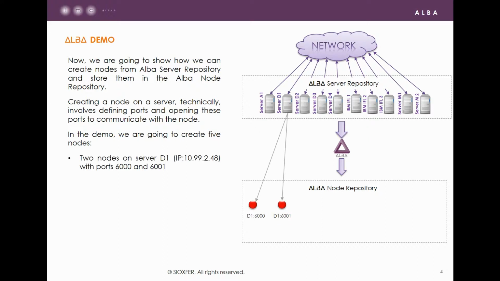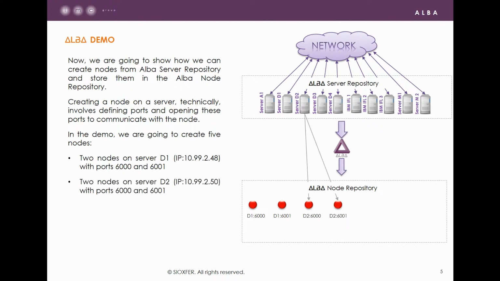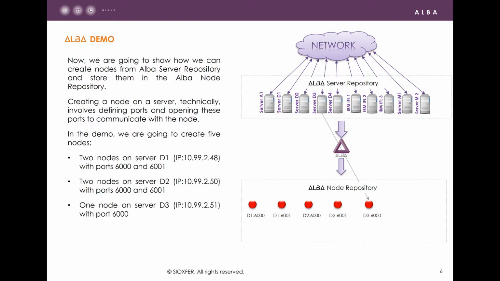2 nodes on server D1, IP 1099.248, with port 6000 and 6001. 2 nodes on server D2, IP 1099.250, with port 6000 and 6001. 1 node on server D3, IP 1099.251, with port 6000.